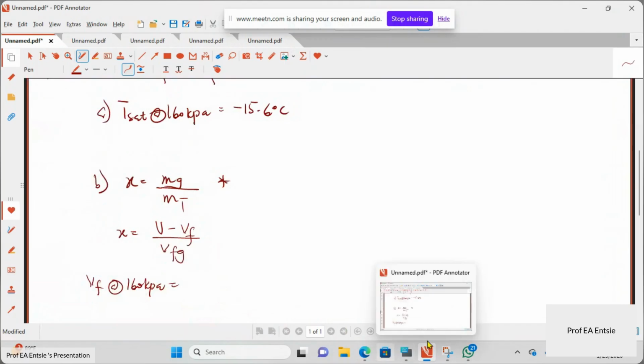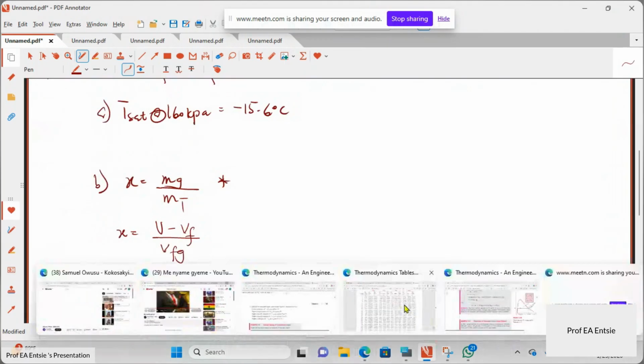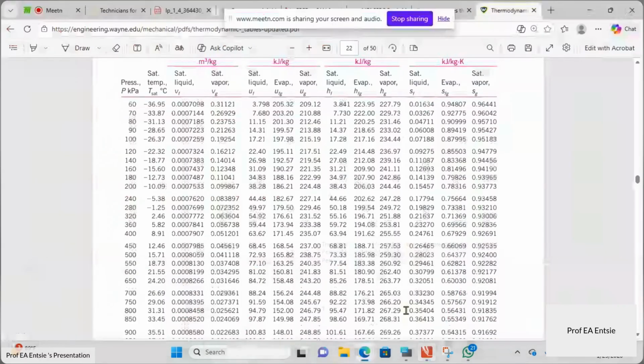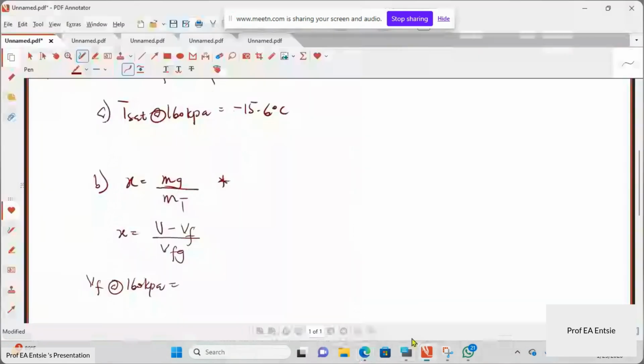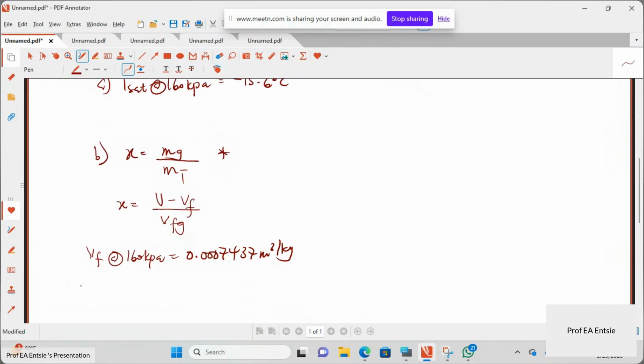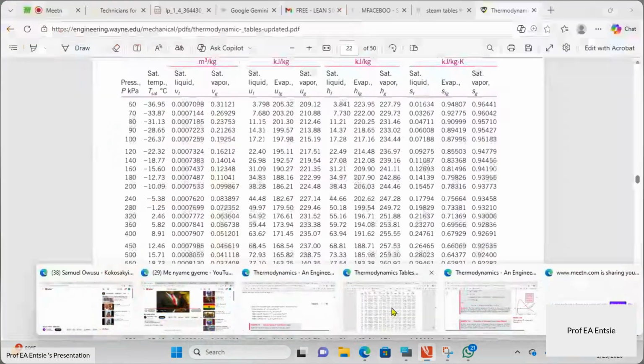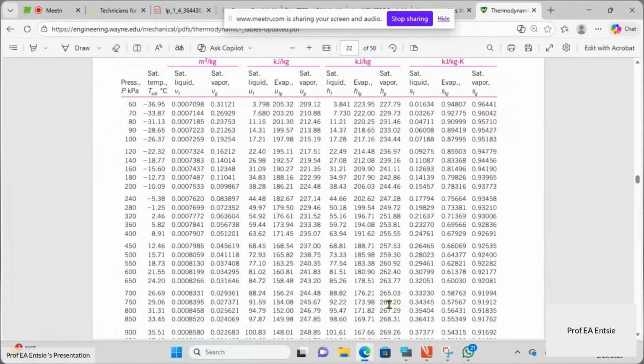So I'll come to the steam table. vf at 160 kilopascal is 0.007437. You have to open your eyes and don't miss some of the zeros. Meters cubed per kilogram. Then I will watch out for vg at the same pressure, which is 160 kilopascal. vg is 0.12348.